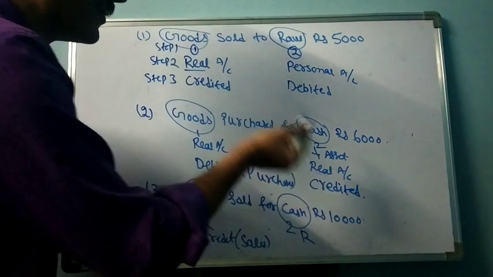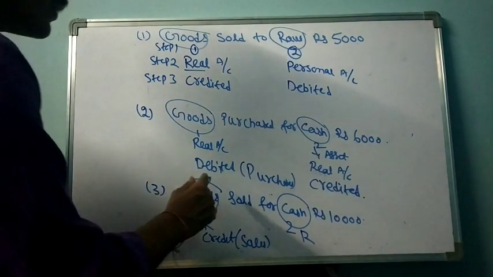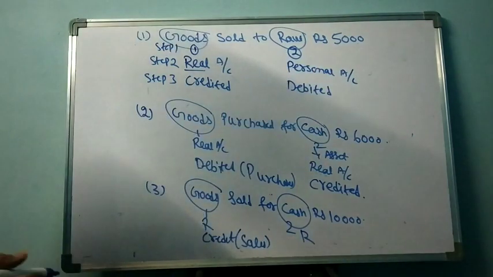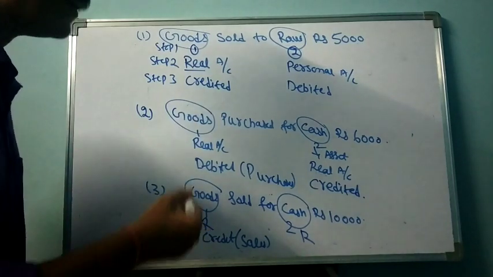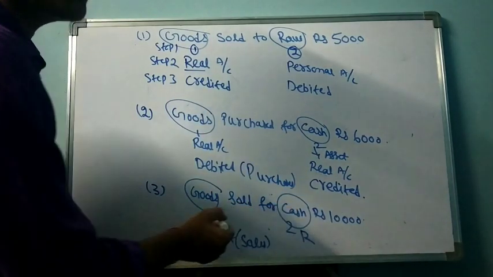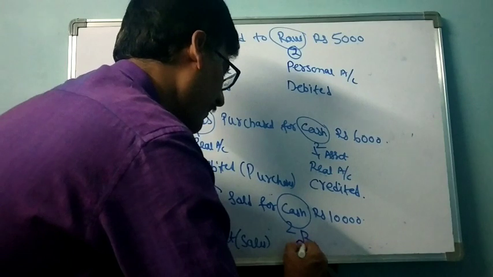Now cash is coming into the business. Because goods are going out, in turn cash is coming into the business. Debit what comes in, credit what goes out. Because both are real accounts only. So cash should be debited.